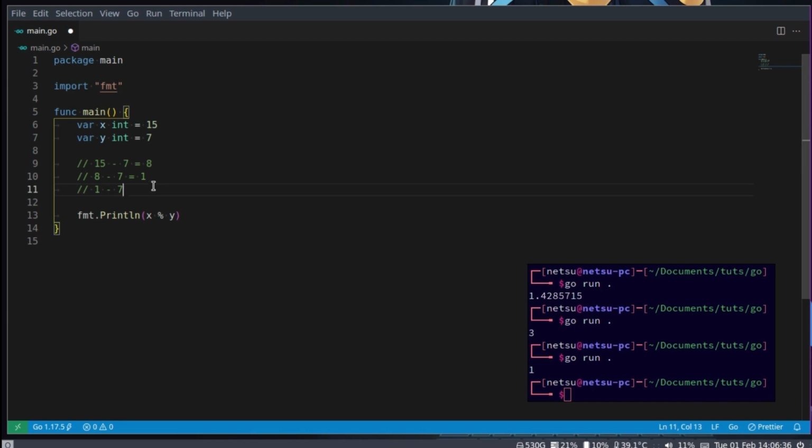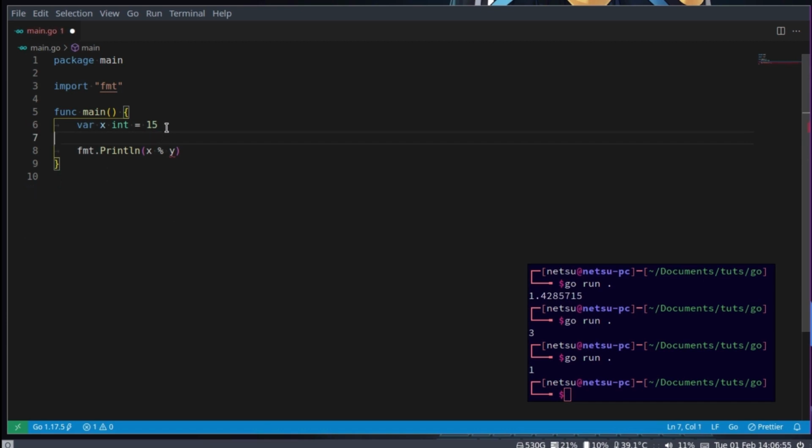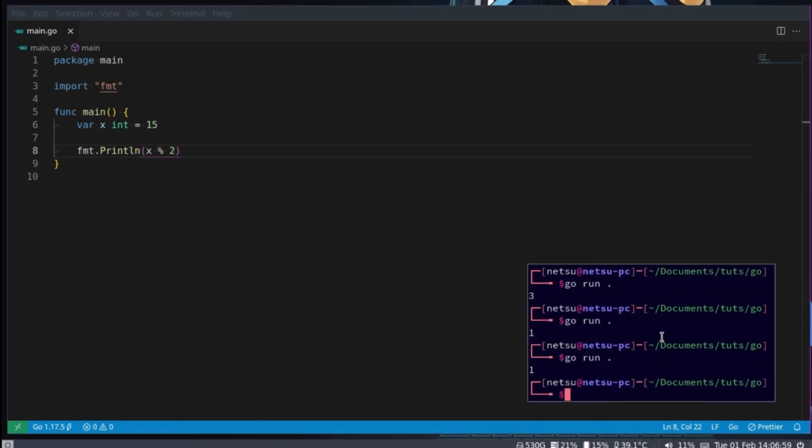You might be wondering, okay, but when is modulo a good thing to use? Let's say you want to know if this value here is an even number. Well, that's simple. Just modulo it by 2. Now you get 1. Because it's 1, that means it's not an even number. Because any even number moduloed by 2 would return 0.